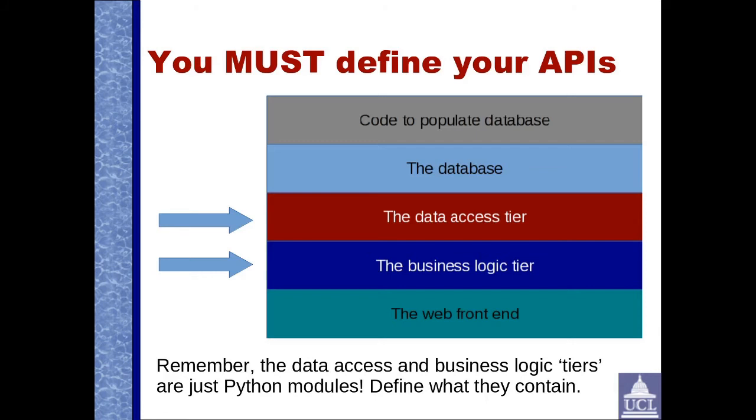So, as I said, you must define your APIs. In particular, the API for the data access layer and the API for the business logic layer. Now, remember, those are just Python modules. So all you're doing when you're defining your APIs is writing a definition of what each module contains. In other words, what functions it will contain, what goes in, what comes out. That's all there is to it.